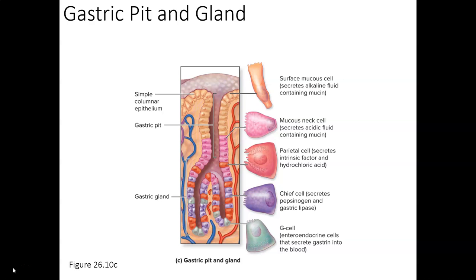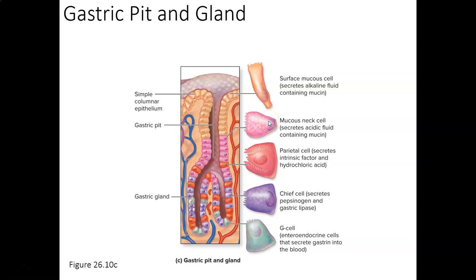So here is the list of the 5 types of cells I've been referring to. So the first type is the surface mucosa cell. They are not only found inside of the gastric pit, but they're also the ones lining the surface, the lumen of the stomach. So they secrete alkaline fluid containing mucin, to protect the epithelium from the acidic gastric juice.